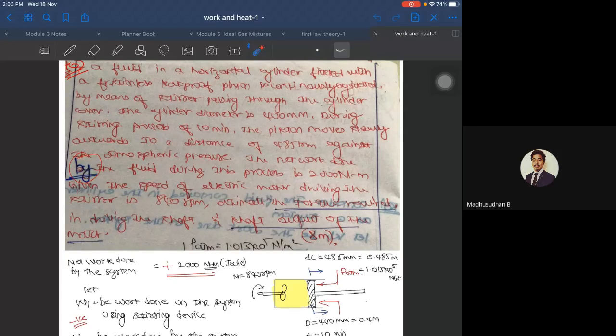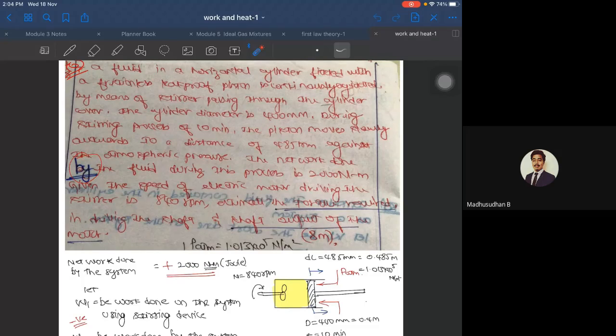The net work done by the system. See, this word is very important. The net work done. So here he has given the net work done. Previously we have been asked to calculate the net work done, but in this problem he has given the net work done. He has used the word by here, so it is positive, during the process is 200 Newton meters. So Newton meter is nothing but joule again.